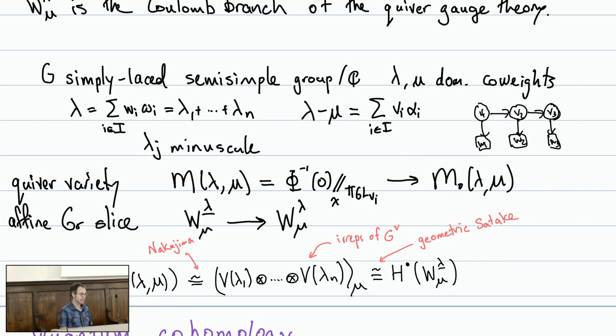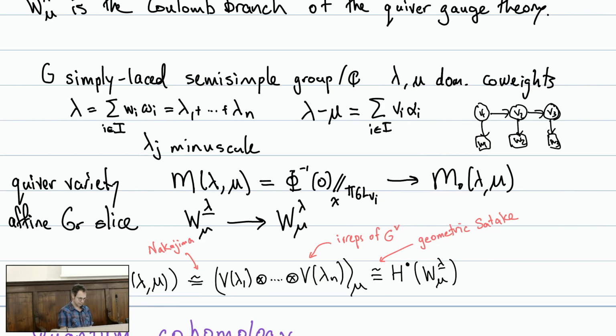of G check. And so I can consider these irreducible representations of G check with highest weights lambda 1 up to lambda n. So these are V lambda 1 to V lambda n. I can form their tensor product. And then this sub mu means I take the mu weight space in the tensor product. So it's a weight space in this tensor product of irreps of G check. And in this weight space in this tensor product, so it's a very natural object from the viewpoint of representation theory, can be identified with the cohomologies of both of my varieties.